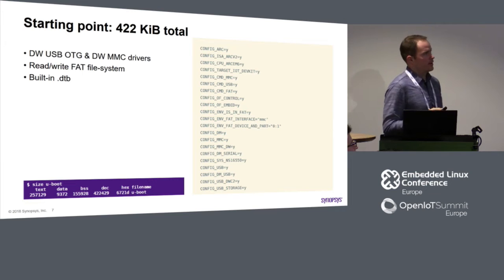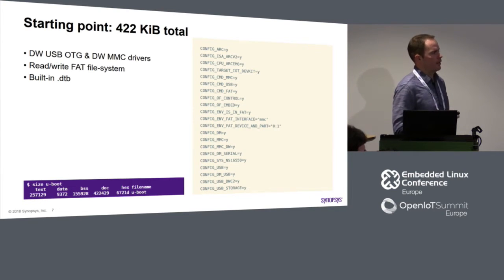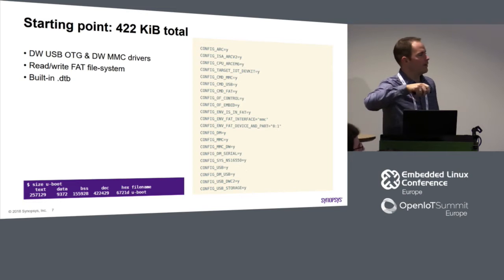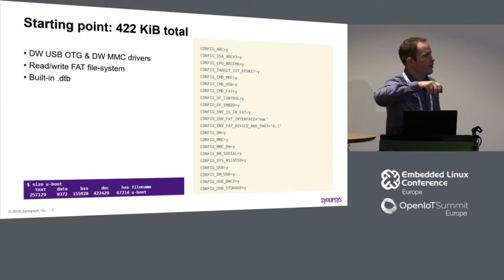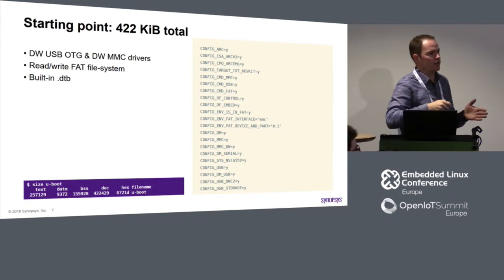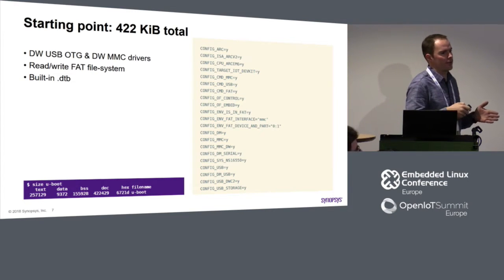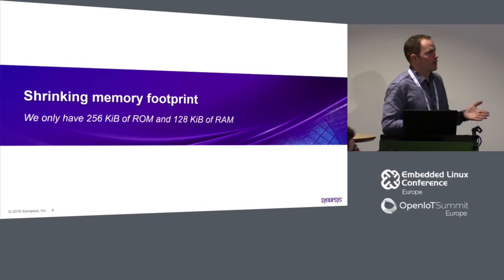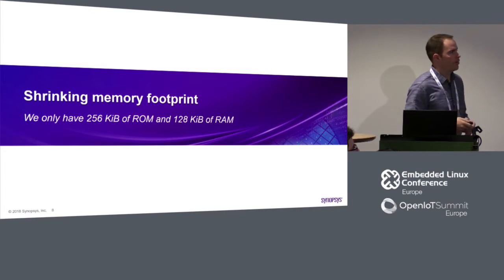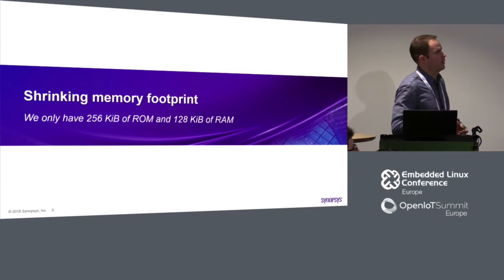Now I said that it was a working port. Well, it could have been working, with the only important difference that we are not actually fitting in the memories that we have. As you may see, the resulting binary would be 400K in size, and we cannot squeeze it into the 256 kilobytes of ROM that we have. So that basically means we need to do something about it, and we are going to work towards shrinking the memory footprint of that U-Boot build.